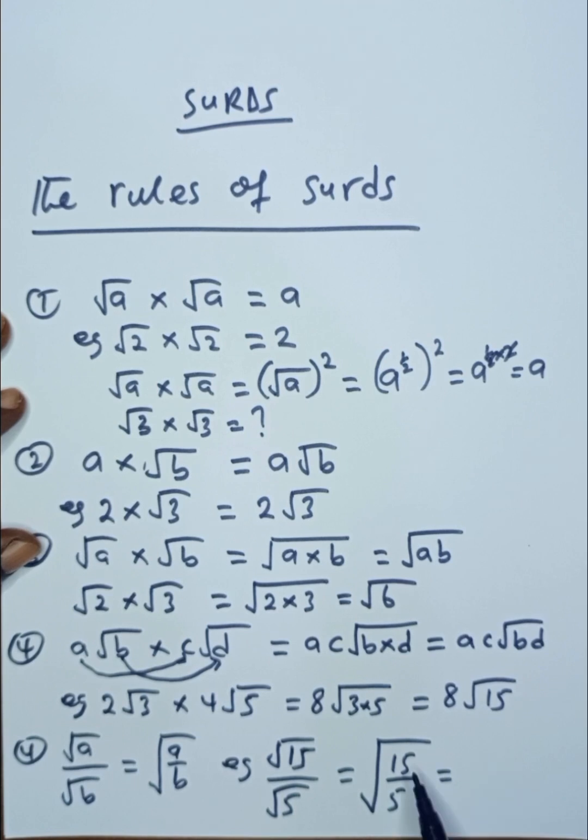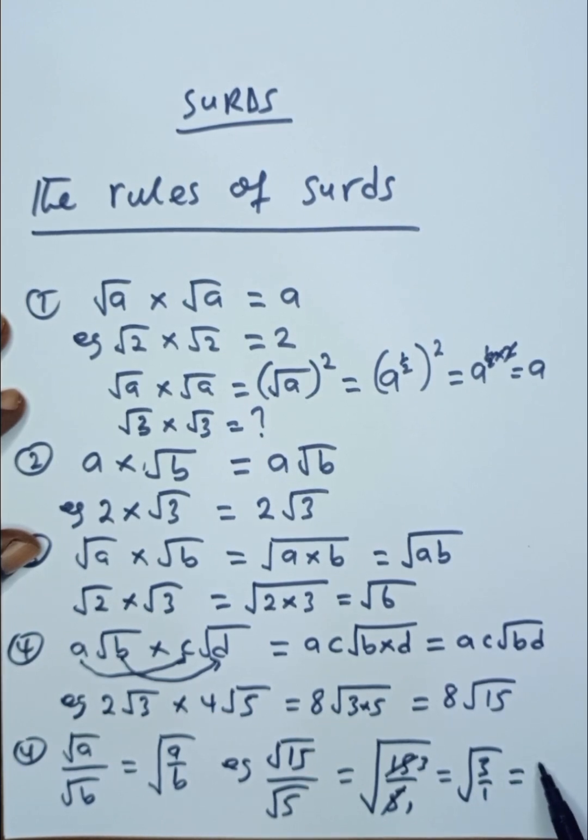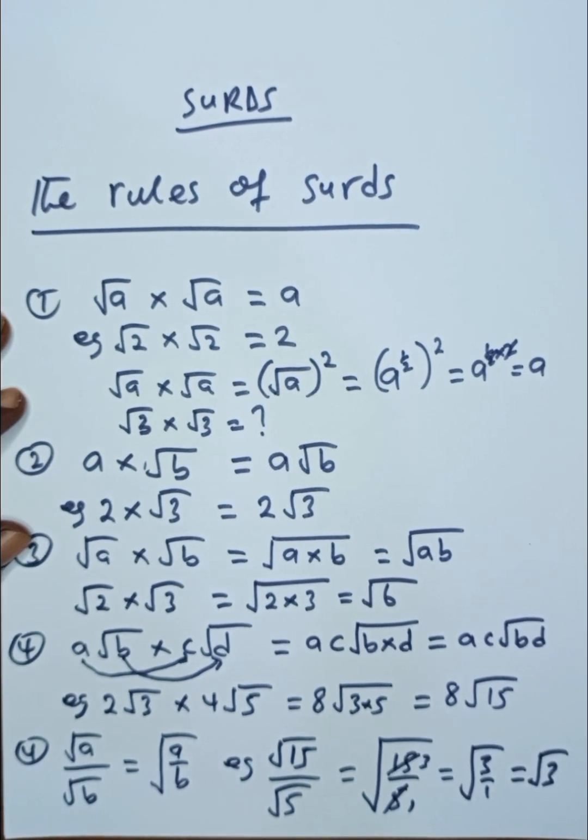So this, we can simplify what is under the root sign. So 5 goes into itself 1, 5 goes into 15, 3. So now we have square root of 3 over 1. And 3 over 1 is the same as 3. So we have square root of 3. So these are the rules of surds.